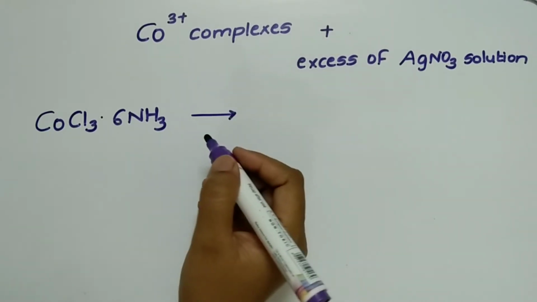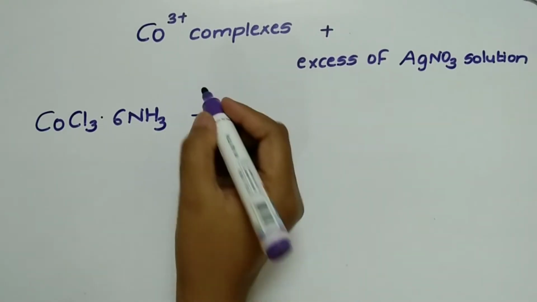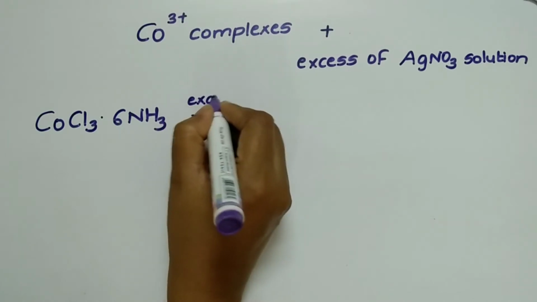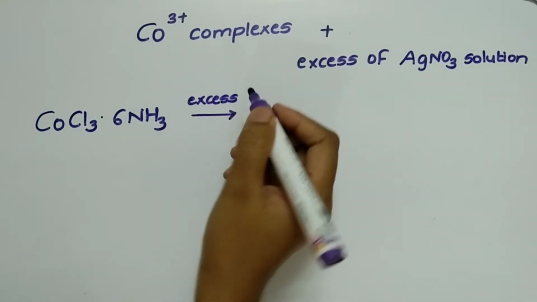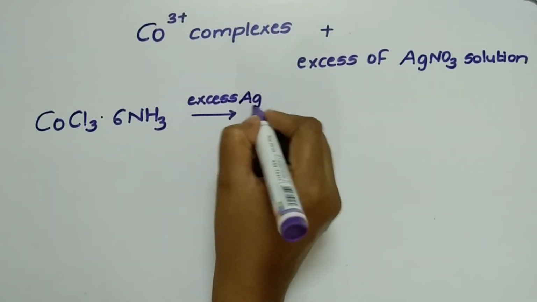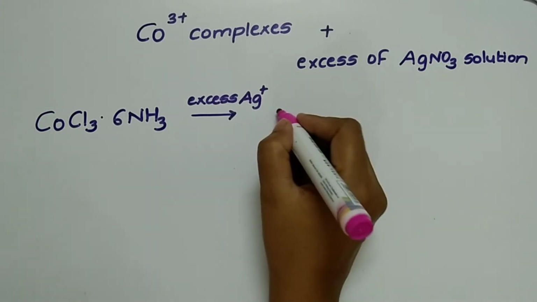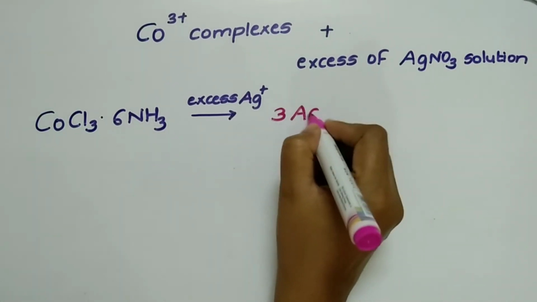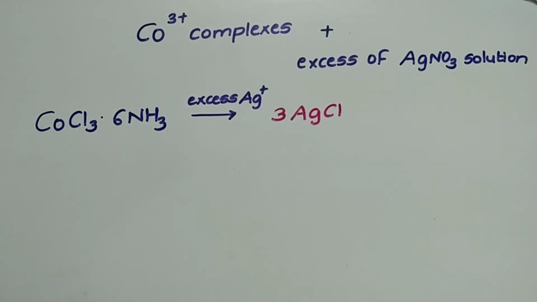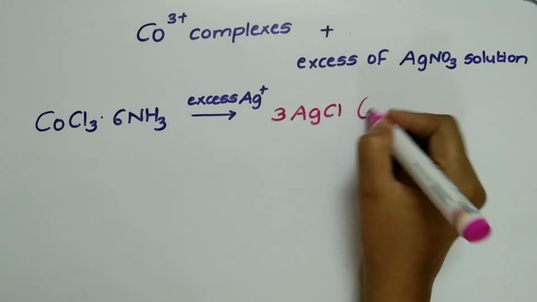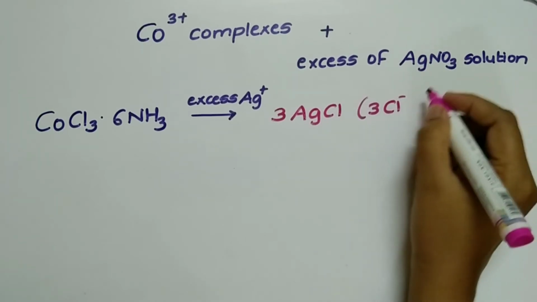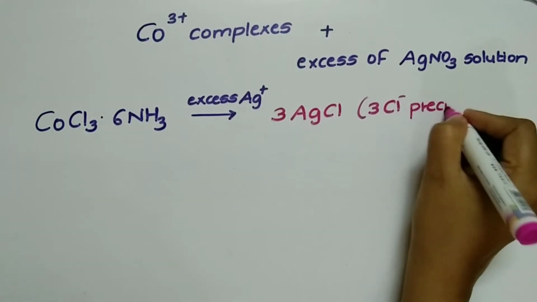He added to this excess of AgNO3. I'll just write it as excess of Ag+. So at that time the product formed was AgCl, and 3 moles of AgCl was produced. That means 3 Cl- ions were precipitated.